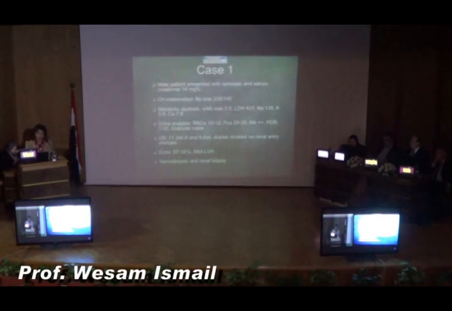So let me change the mood and make a quick case. This is a male patient who presented with epistaxis and serum creatinine 14 mg/dL. On examination, his blood pressure was 230/140. He had metabolic acidosis. The serum albumin was 3.5, LDH 427, sodium 135, potassium 3.6 and 7.8. His urine analysis showed red blood cells 10 to 12, plus 20-25, protein creatinine ratio 3.92, and he had granular casts.